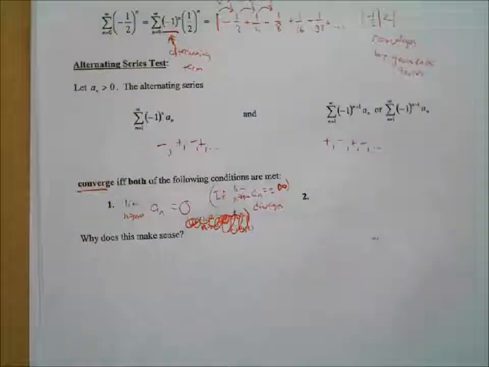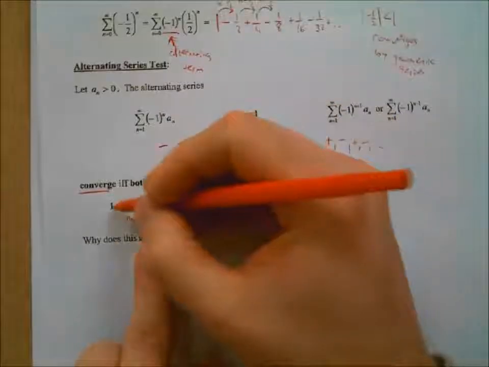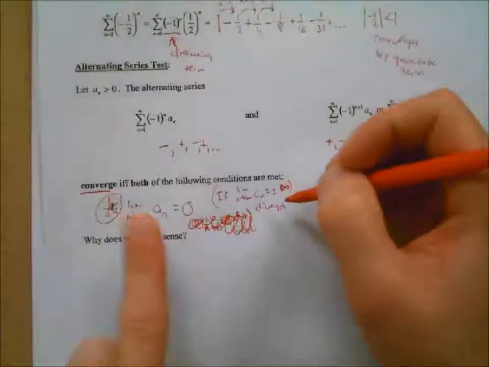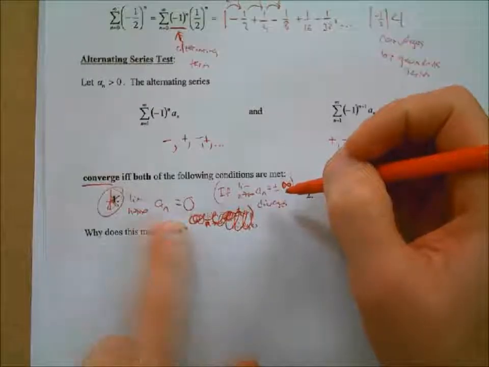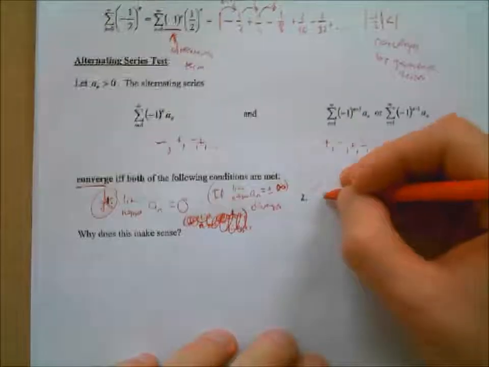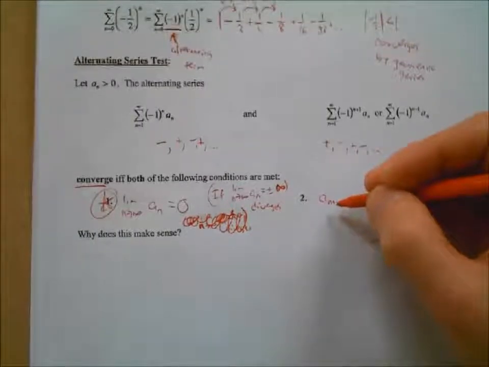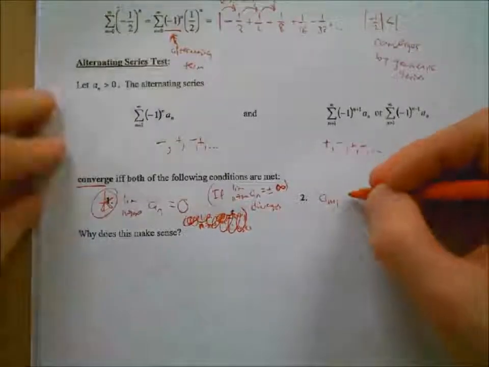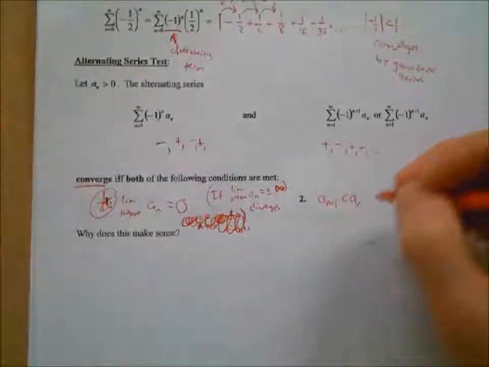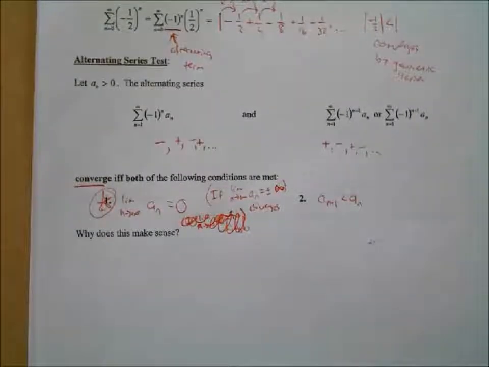All right, so that's the first condition. Again, this is the most important thing. We want to learn these conditions for sure: the limit as n approaches infinity of a sub n equals 0 to determine convergence. And then the other one is we just want to show that the next term is less than its immediately preceding term. So the next term in the series must be less than the previous term. We want to show that essentially the sequence is decreasing as we go.